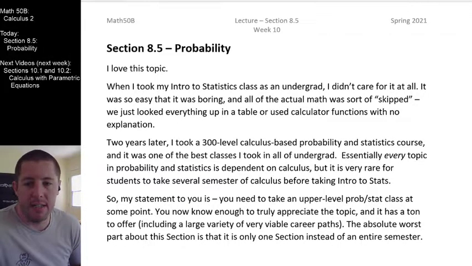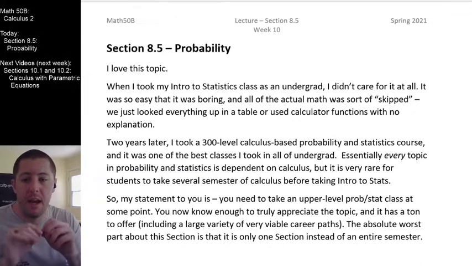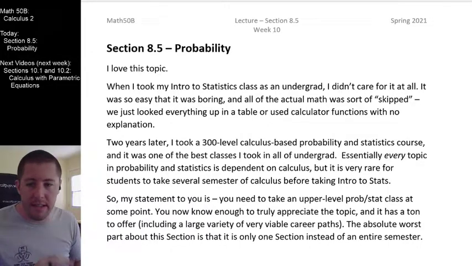So recognize that data science is a massive career path right now. Actuarial science is a huge career path right now. And these are things very closely tied to using some calculus to make probability and statistical computations. So I think today is really relevant to where a lot of you might be going in the near future.